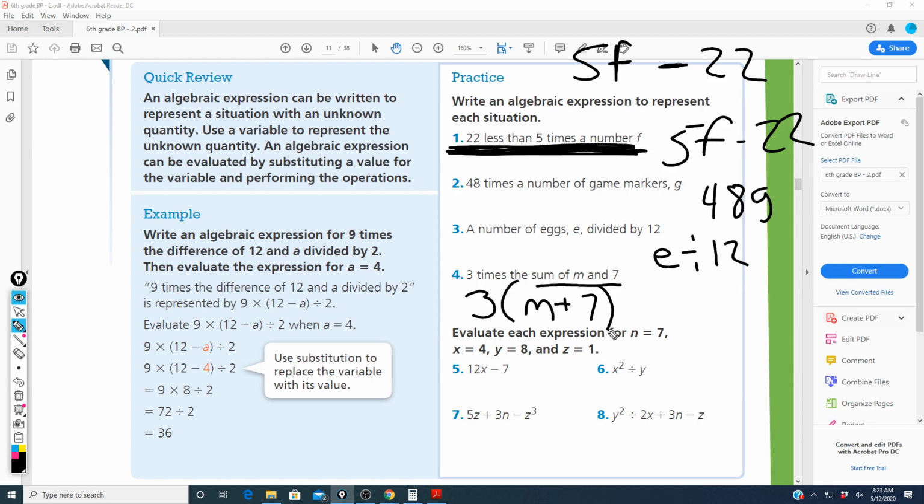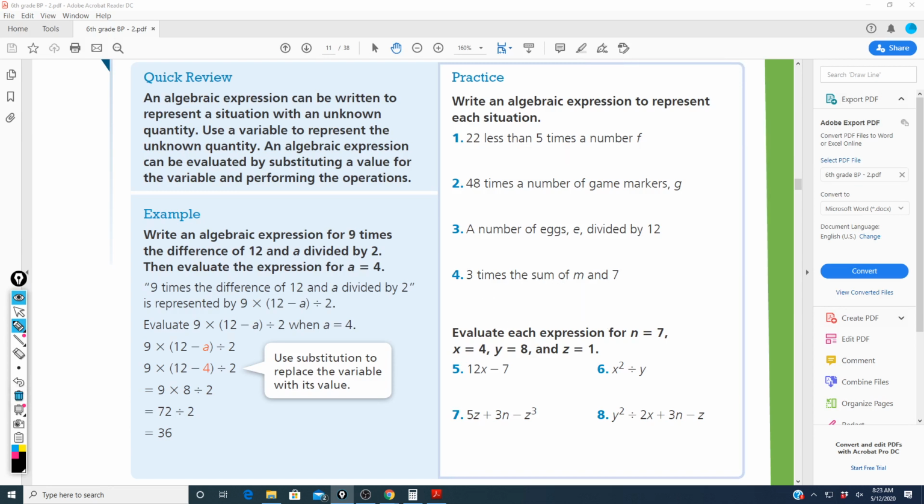That's just repetition with writing these. It's easy to get confused with writing these, because then you think, well, what goes first, what goes next? But it's just doing it and then thinking, does it make sense? If you see 3 and then in parentheses m plus 7, does it mean 3 times the sum of, meaning it's usually some grouping of m plus 7. Yeah, there you go. All right.